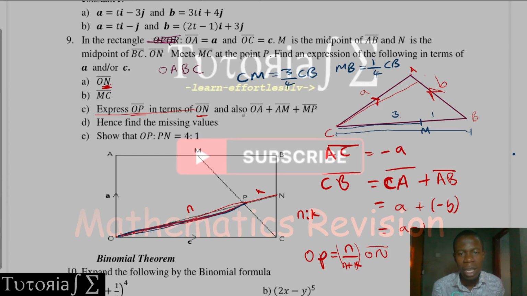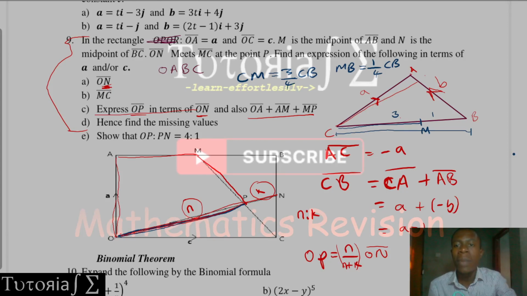Then you're also asked to find OM plus AM plus MP. So you find OM. After you find OM, you add to AM. After you find AM, you add to MP. Okay, so this is what you're asked to find here. Hence, find the missing values. So now here, you are asked to find the missing values. This is the N and the K. So I just want to see how you fare with these questions. Then I'll come in later, then from there, we move on.